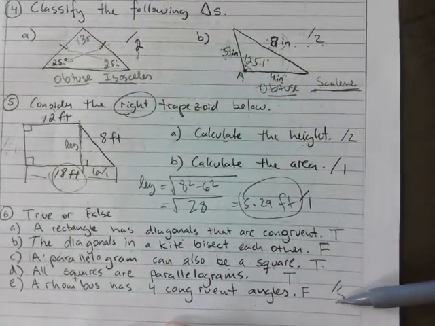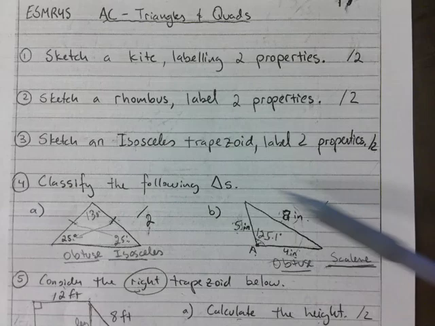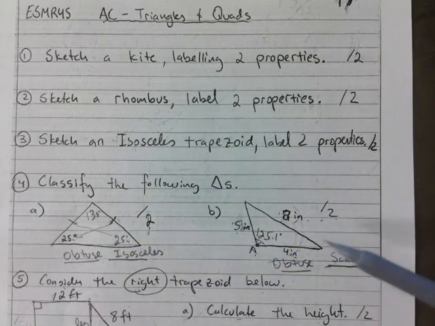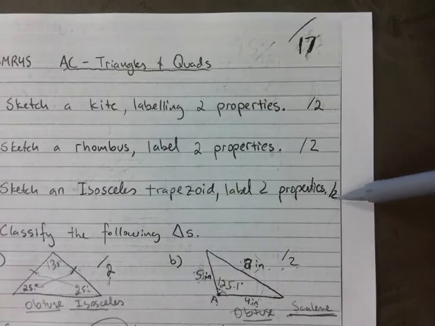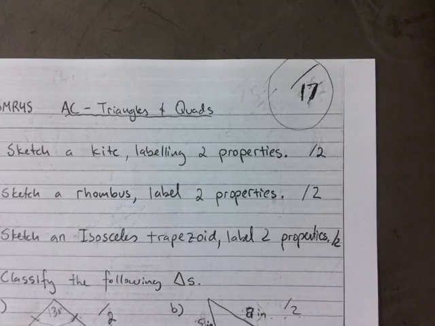So let's count. 5, 6, 7. 7 and 4 gets us to 11. 11 plus another 6 gets us to 17. Hey, look at that. 17 it is.